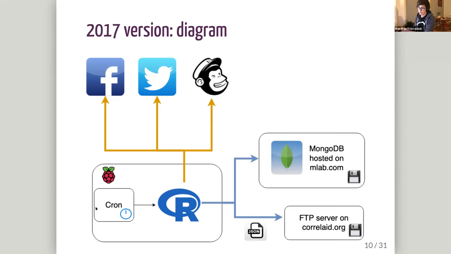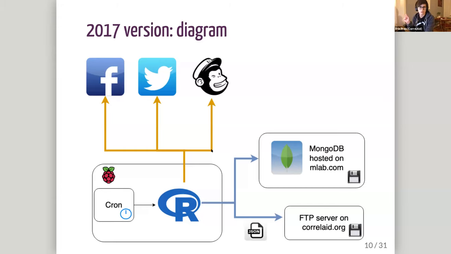This is this box. And then on the Raspberry Pi, we have cron. And cron executes the R script, exactly the definition that I just showed you. The R script then goes to the Facebook API, the Twitter API, and MailChimp, and gets the data. Just simple: one value per service, not posts or tweets or something crazy, just one number, because that's all we need in this project. And then I do some pre-processing in R and write it out to two data storages.